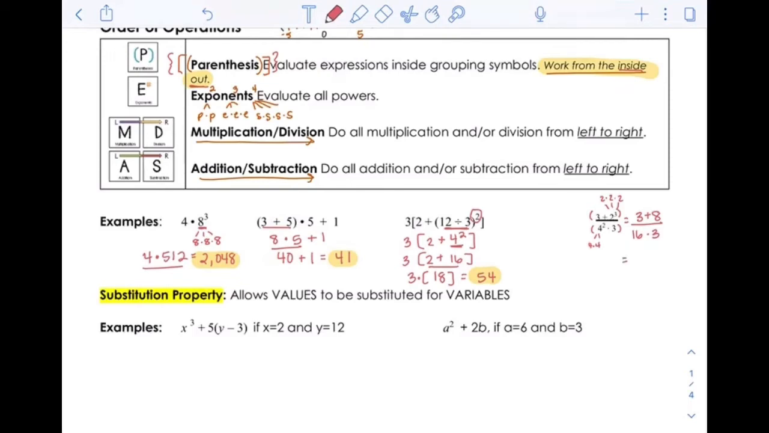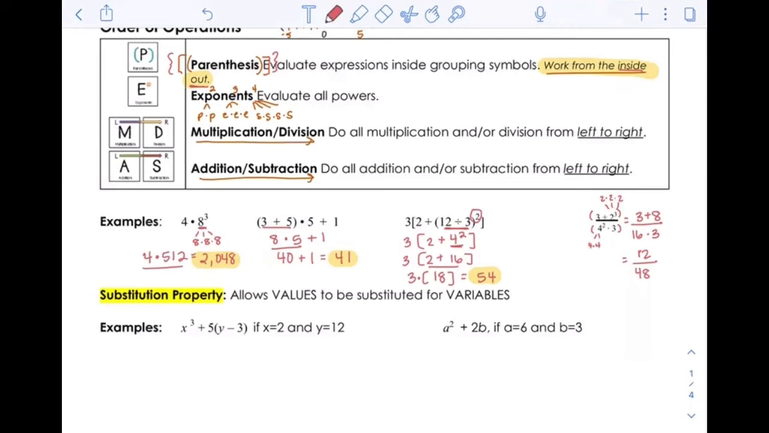Next, I'm looking back at the top again. 3 plus 8, that's my final step. So I'm going to add together, and I get 12 on top. On the bottom, I have 16 times 3, which is 48.